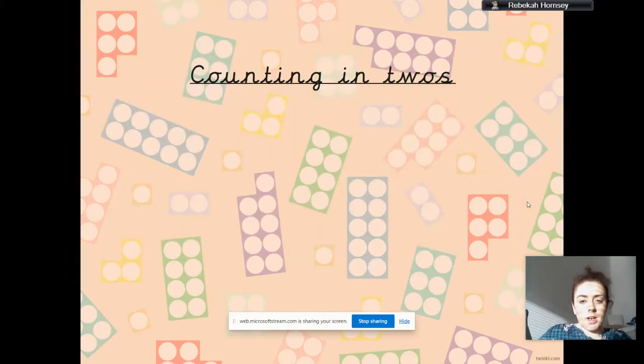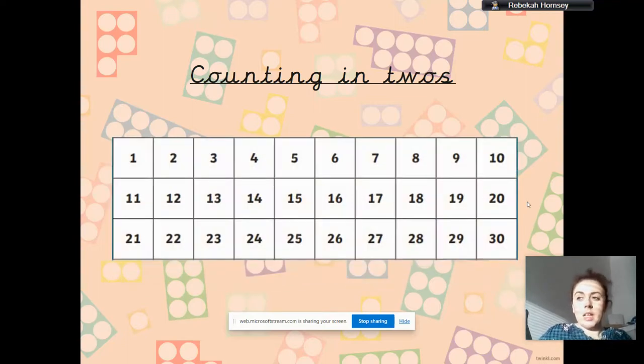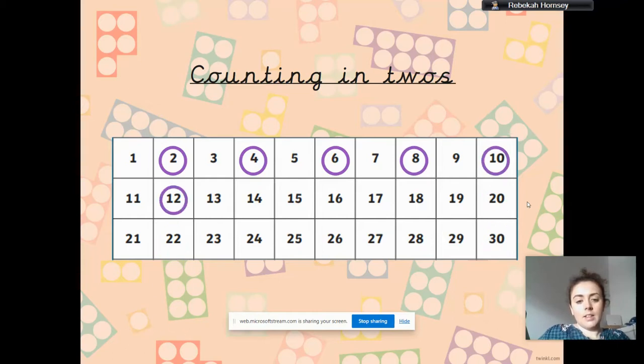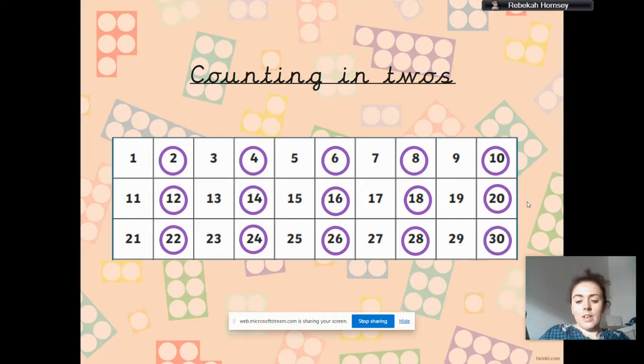So first we're going to practice counting in twos. I think we need to keep practicing counting in twos, fives and tens until we all know them off by heart. Are you ready? 2, 4, 6, 8, 10, 12, 14, 16, 18, 20, 22, 24, 26, 28, 30. Well done if you joined in at home.